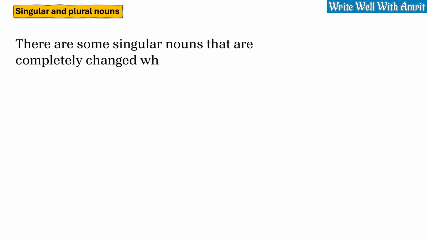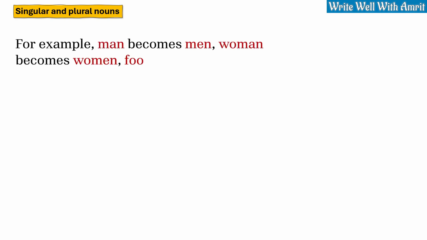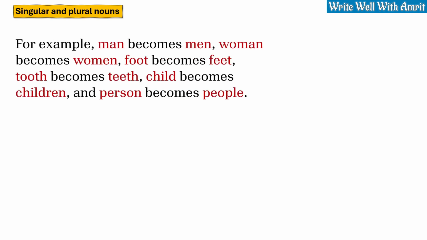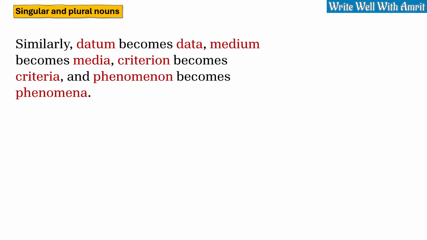There are some singular nouns that are completely changed when turned into plural nouns. There is no rule and no pattern. You just need to remember them. For example, man becomes men, woman becomes women, foot becomes feet, tooth becomes teeth, child becomes children, and person becomes people. Similarly, datum becomes data, medium becomes media, criterion becomes criteria, and phenomenon becomes phenomena.